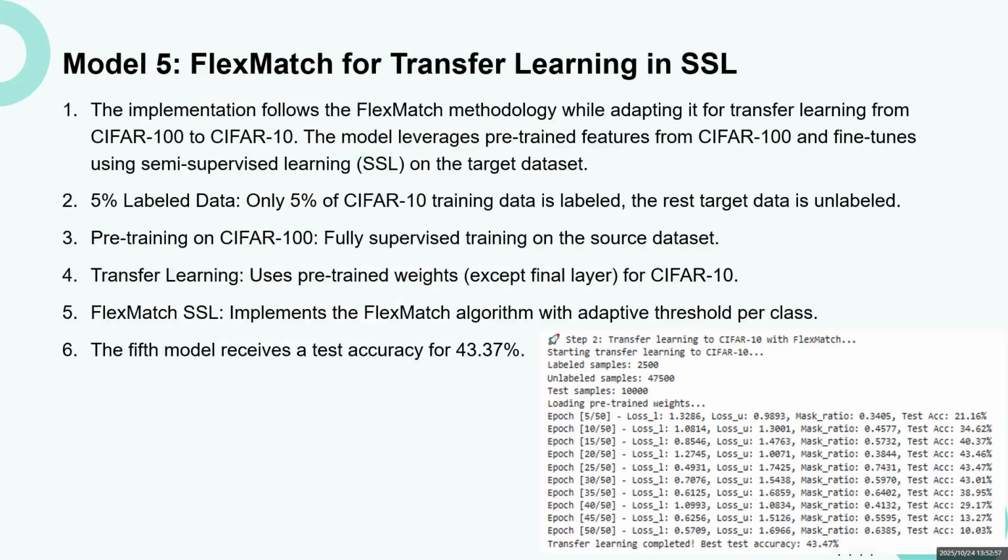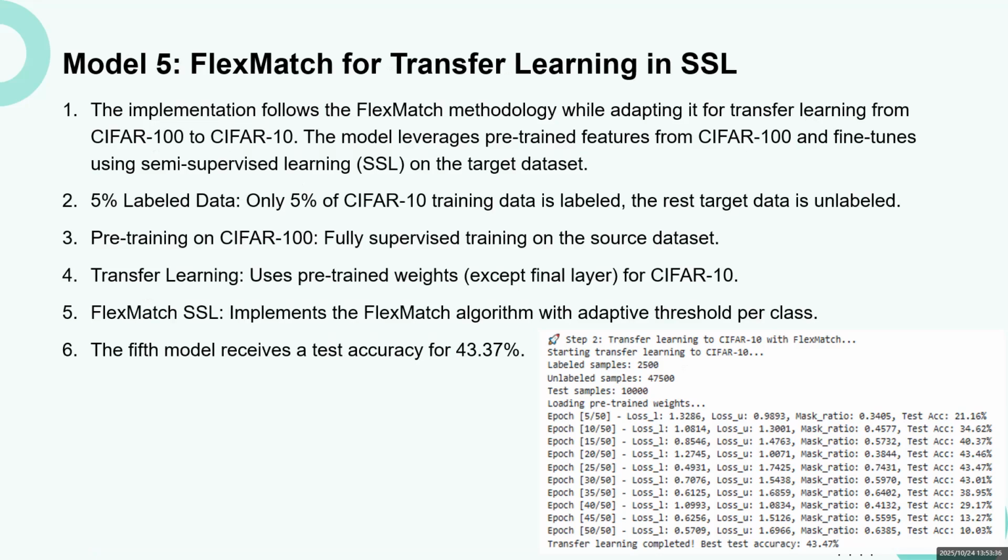In Model 5, we build the FlexMatch algorithm for transfer learning in SSL. The implementation follows the FlexMatch methodology while adapting it for transfer learning from CIFAR-100 to CIFAR-10. The model leverages pre-trained features from CIFAR-100 and fine-tunes using SSL on the target dataset. In this research, we use a 5% labeled dataset. Only 5% of CIFAR-10 training data is labeled, and the rest of the target data is unlabeled.